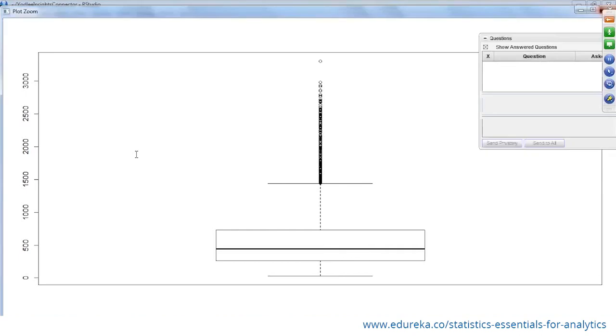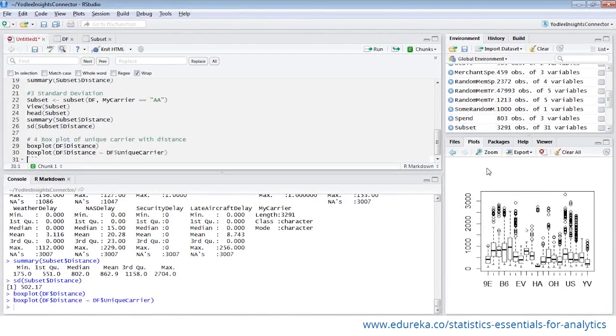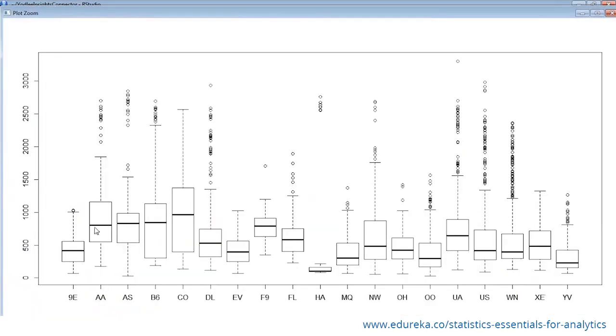Okay, so now one can interestingly plot the distance with the carrier. What this plot is trying to say is that for American Airlines, the 50% of flights are actually not in the range of 500, but it is slightly higher, around 800. Whereas if you take some other airline, say US Airways, most of the flights are even lower in range when compared to some other airline.